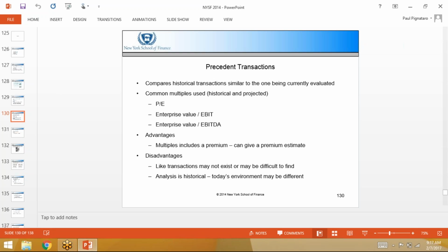Drawback to precedent transactions is it's a dated analysis. Transactions have happened in the past. Usually we run precedent transactions based on the announcement date, and once a deal is announced, sometimes it's 6 months to a year to 2 years to close. So this stuff is always going to be dated. If you're running this analysis, you always have to have in the back of your mind that these multiples might be reflective of a different market environment than today.